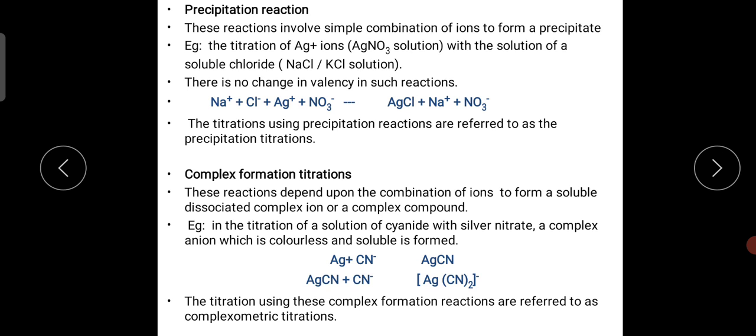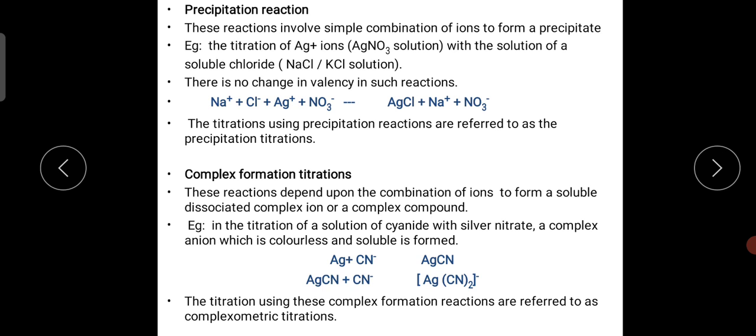Complex forming titration. Complex forming titration means a combination of ions to form complexes. That is called a complex formation titration. For example, we have silver and we have cyanide. These are different ions, so they combine to form a complex, silver cyanide. Then using that, we do our titration with silver nitrate. That is called complexometric titration or complex formation titration.